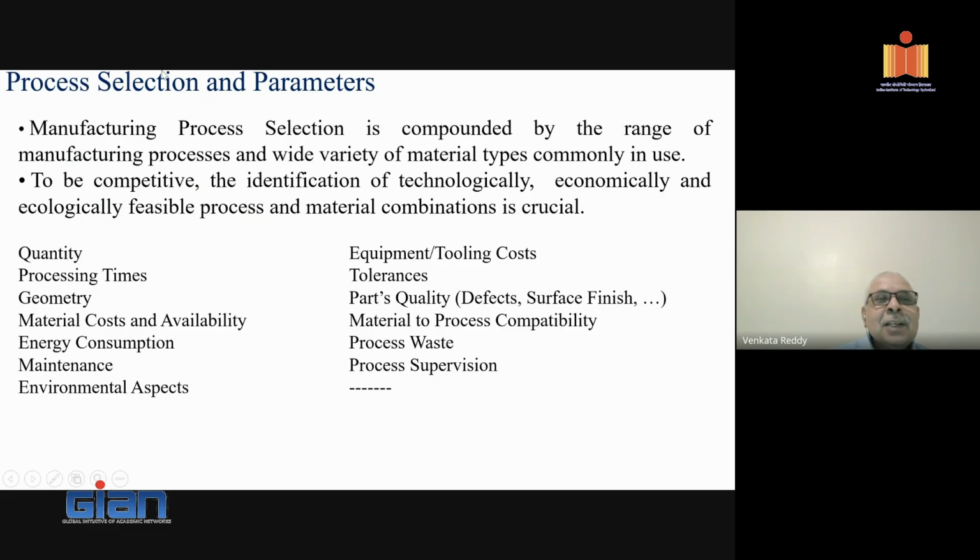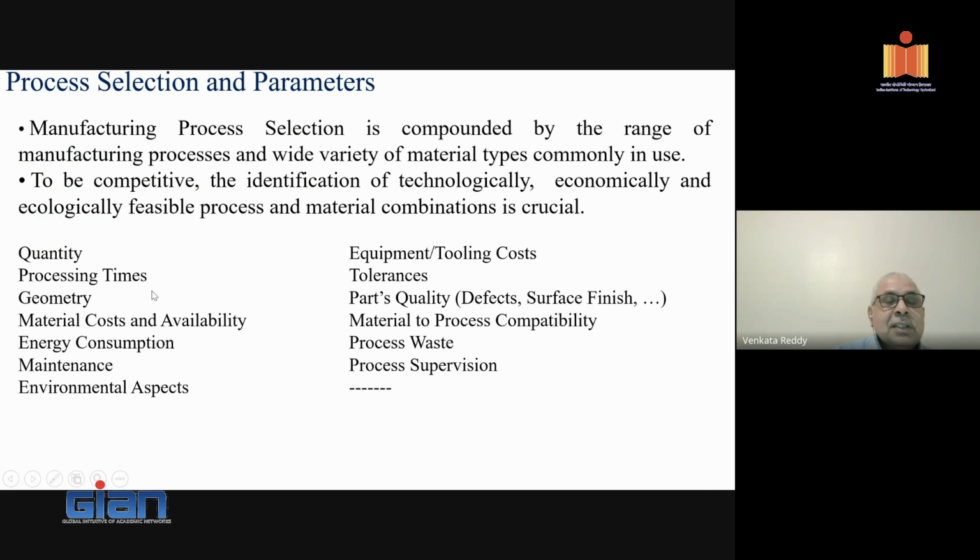To be competitive, the identification of technologically, economically, and ecologically feasible process and material combinations is crucial. These are very three important words: technological, economical, ecological, carbon footprint, and other environmental factors. One cannot select the material without considering the process. One cannot select the process without considering the material. They are interlinked. Crucial. So now you can clearly see the quantity aspect of it, I mentioned in the previous slide.